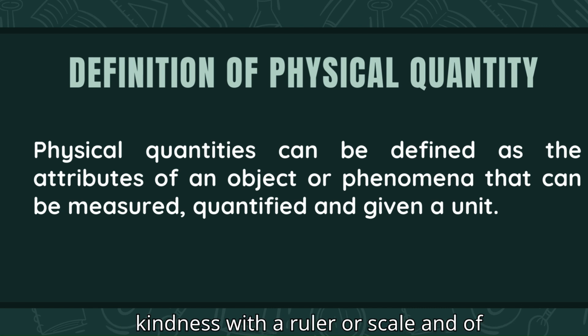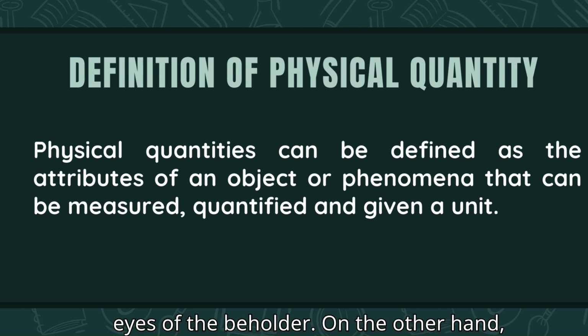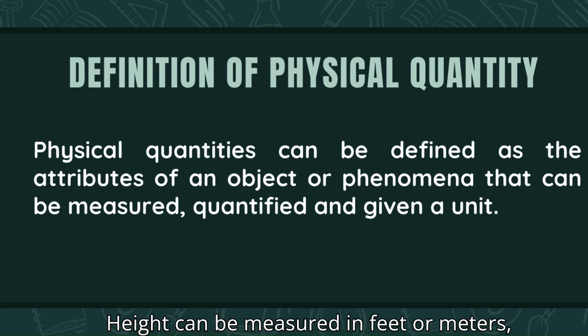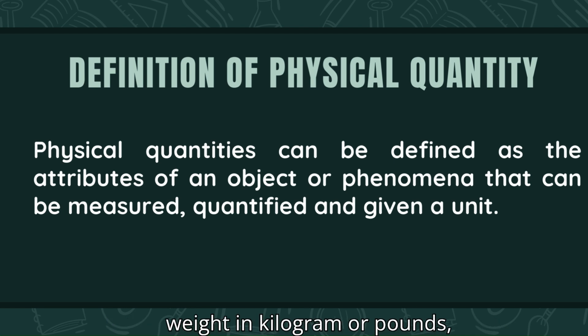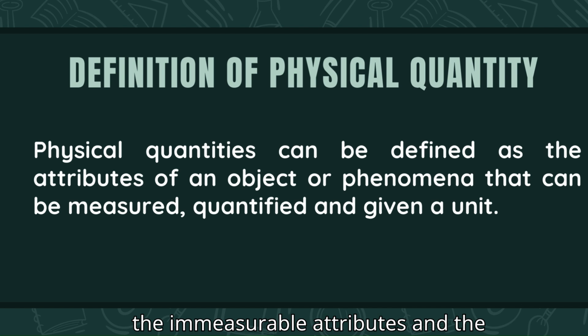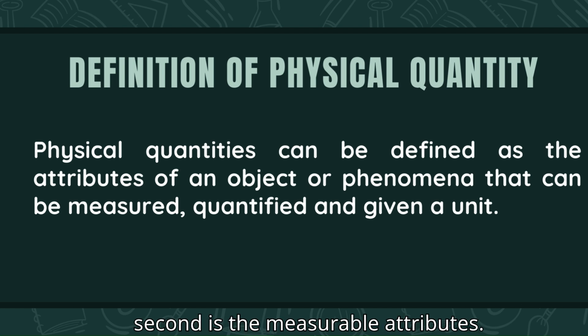We cannot measure our kindness with a ruler or scale, and of course, beauty has always been in the eyes of the beholder. On the other hand, height can be measured in feet or meters, weight in kilograms or pounds, age in years, months, weeks, days, etc. So, as a human, you have two attributes. The first are the immeasurable attributes, and the second are the measurable attributes.